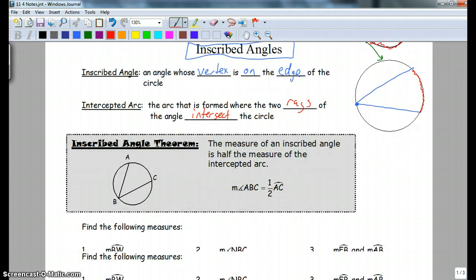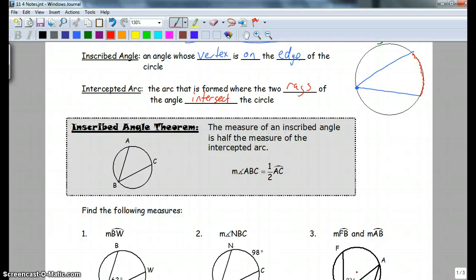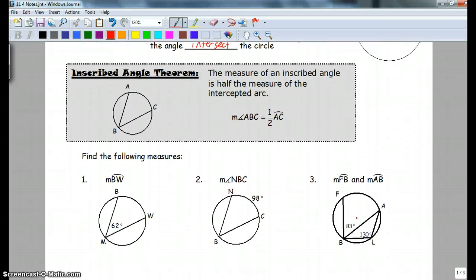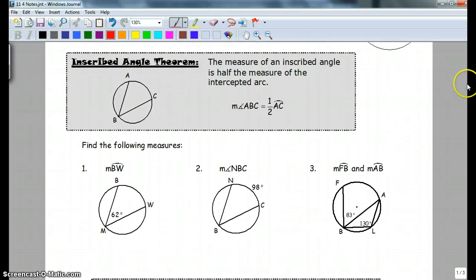Okay, so now we know what an inscribed angle is. Let's use it. There's the theorem. The measure of an inscribed angle is 1/2 the measure of the intercepted arc. All right, so the angle is equal to 1/2 the arc.